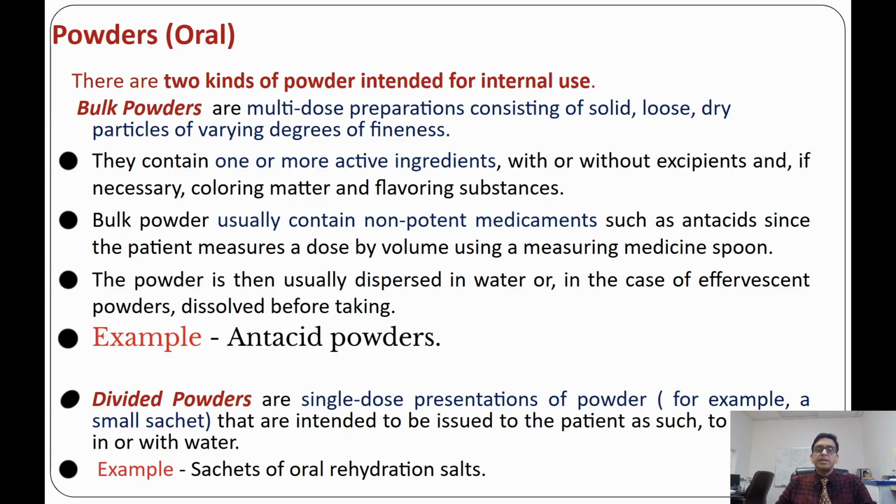The powder is then usually dispersed in water, or in case of an effervescent powder, it will be dissolved, and then taken through the oral route. Example, antacid powders. Another category of powder is called divided powders. They are single dose presentations of the powder, for example, small sachets that are intended to be used by the patient, to be taken with water. Example, sachets of oral rehydration salts.